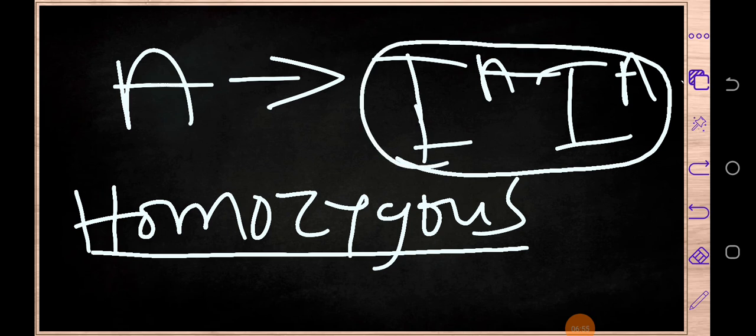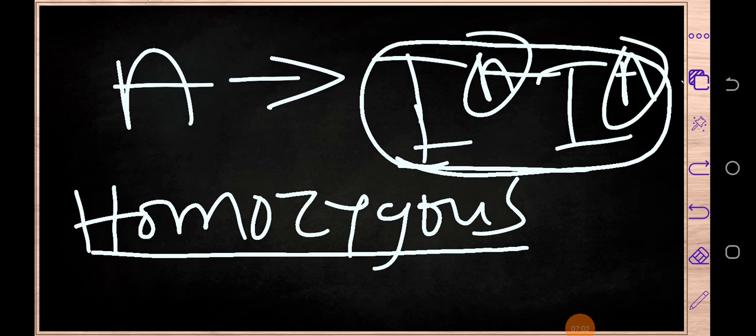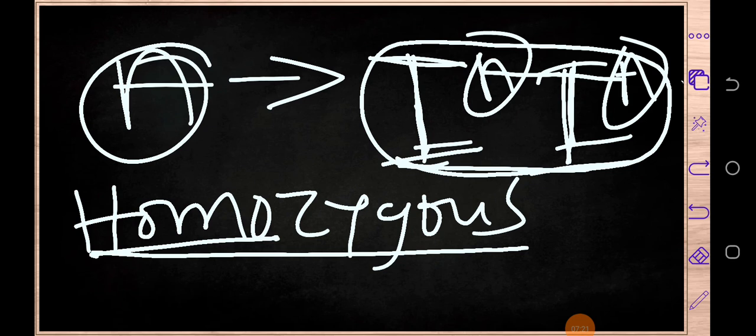So the person who has this genotype, with this A and that A on top of the two I's, is homozygous, because he has homozygous blood group A. In fact, this term homo means the same. This person has blood group A with the same letters: there's this A there and this A there.